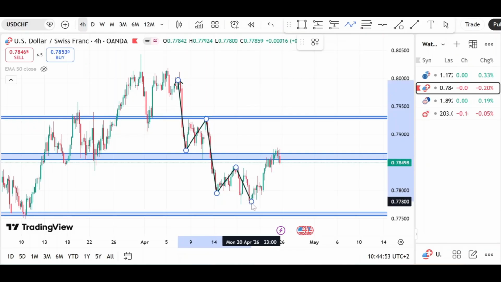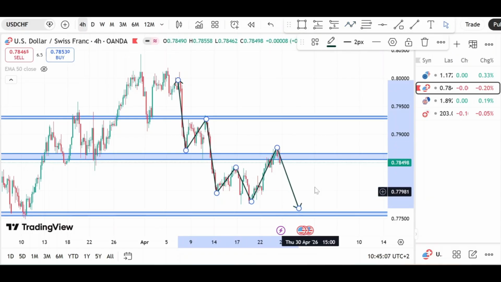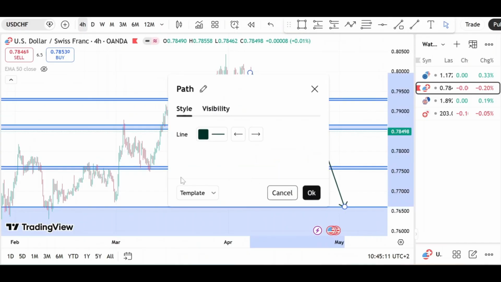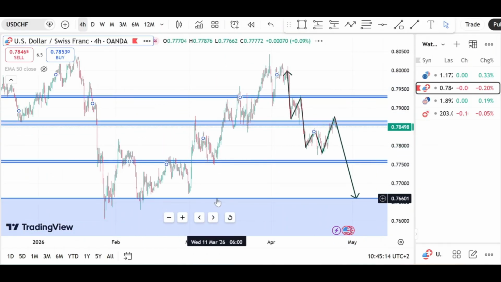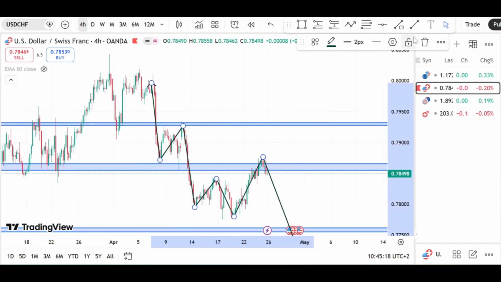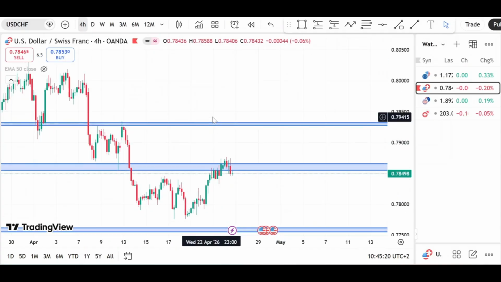Okay, but the sellers failed to bring down the market, but instead the liquidity got swept because this daily zone was not retested well, so we can expect the price to splash back down here on weekly support. So how are we going to capitalize on this move?